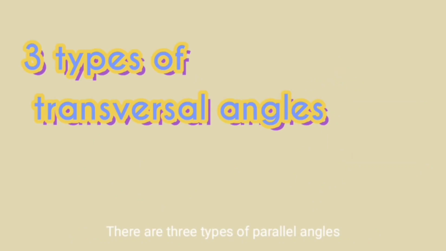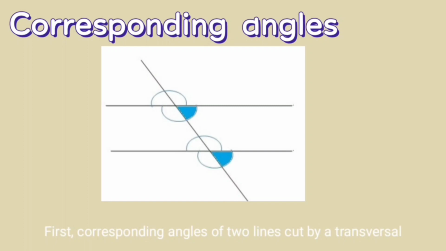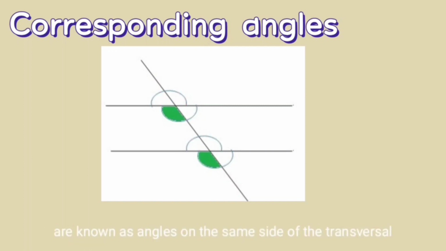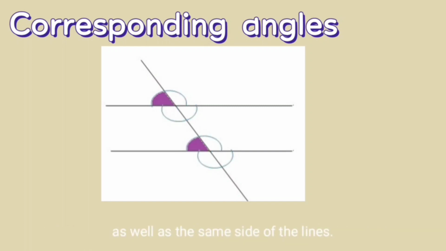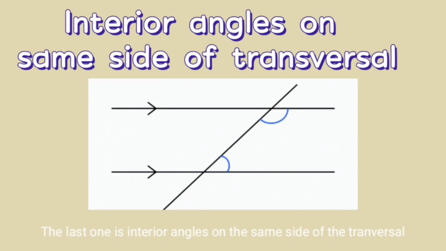There are 3 types of angles formed with parallel lines. First, corresponding angles of 2 lines cut by a transversal are angles on the same side of the transversal as well as the same side of the lines. Second, alternate interior angles of 2 lines cut by a transversal are angles between 2 lines and on opposing sides of the transversal. The last one, interior angles on the same side of the transversal, are easily spotted by observing the capital U produced by the sides of parallel lines when a transversal cuts them.